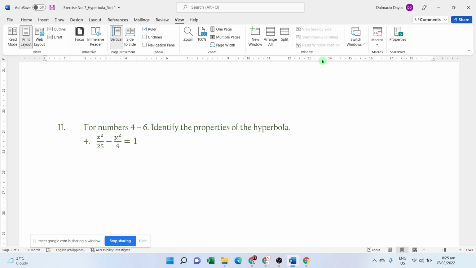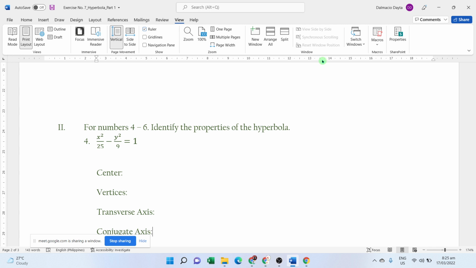You know naman, it's a hyperbola because of the equation, no? A term is negative. Alright. What are the properties of the hyperbola? We have the center. What else? Vertices. Hanapin natin yan. Ano pa? The length of the transverse axis. What else? The length of the conjugate axis.